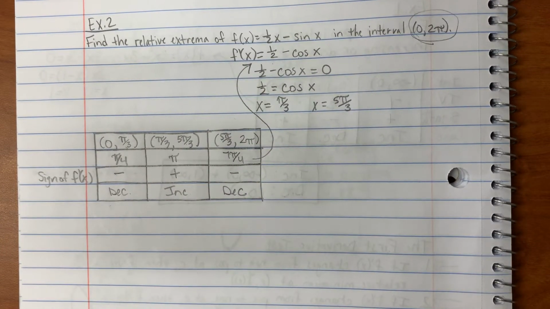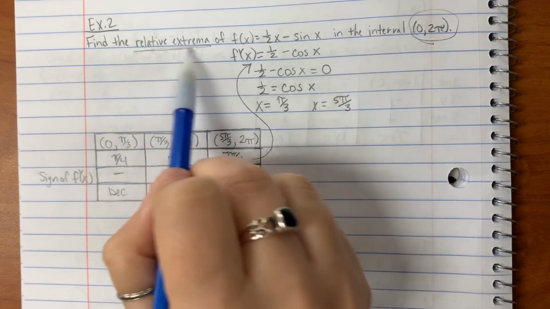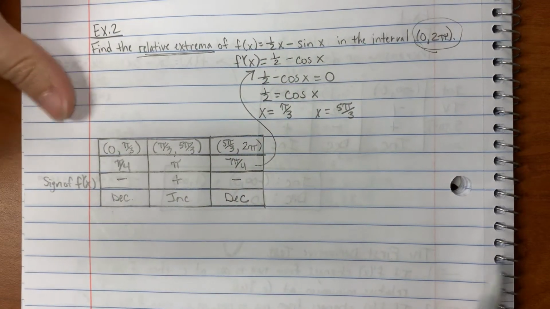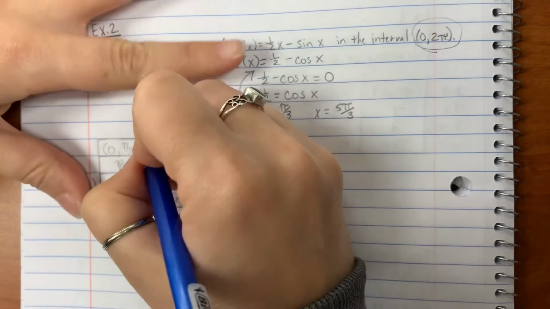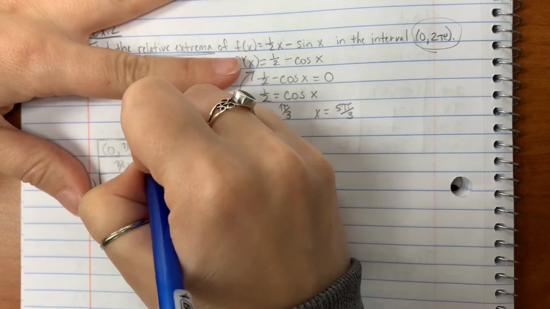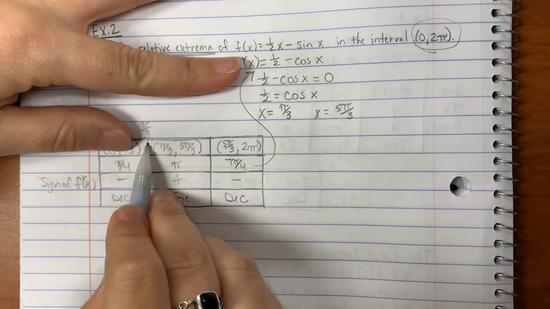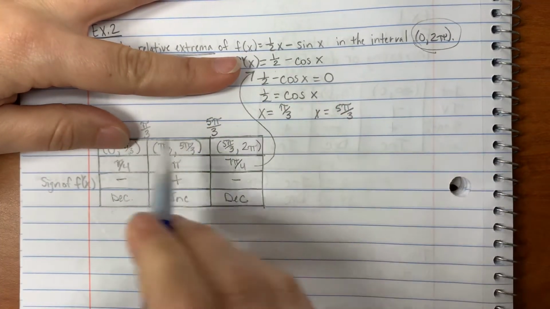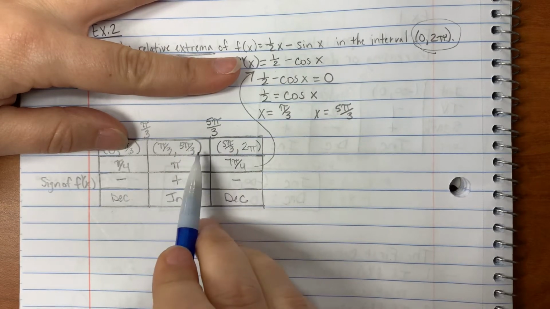All right, so they want me to find relative extrema. So let's go back to that first derivative test idea. Here's my pi over 3. This is the point, that was my critical number that I checked there, and this one was 5 pi over 3. So I want to know what is happening at those points.